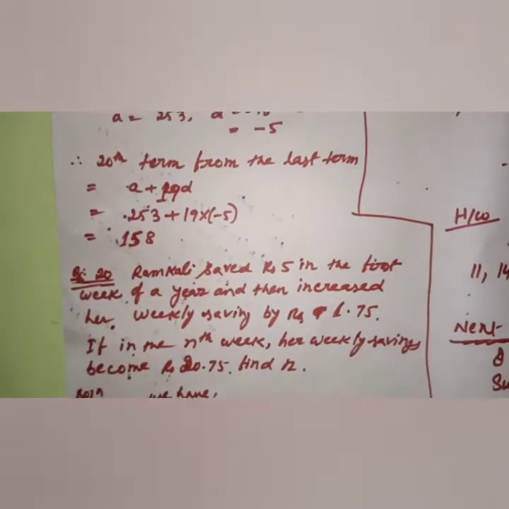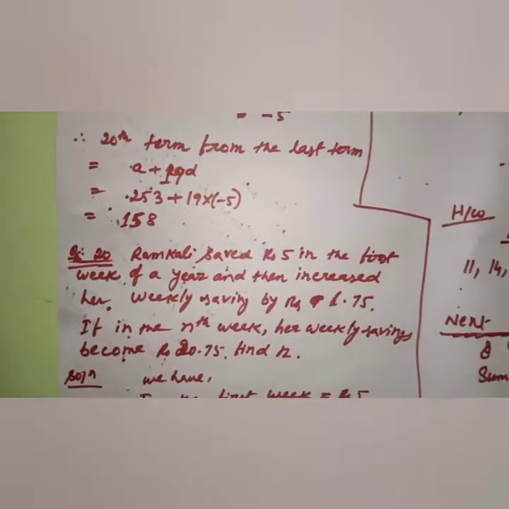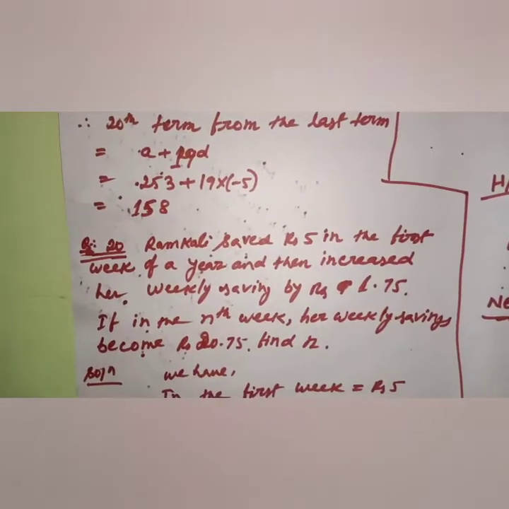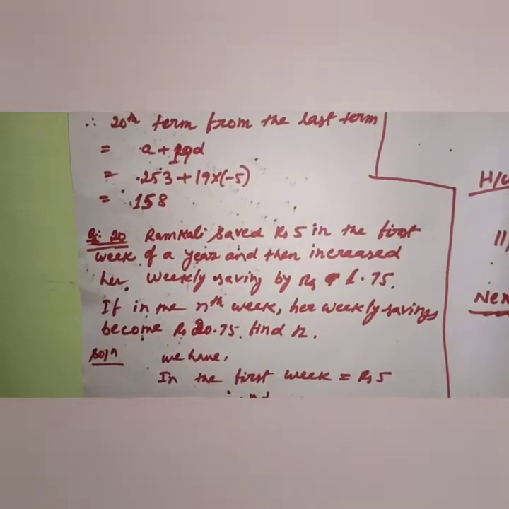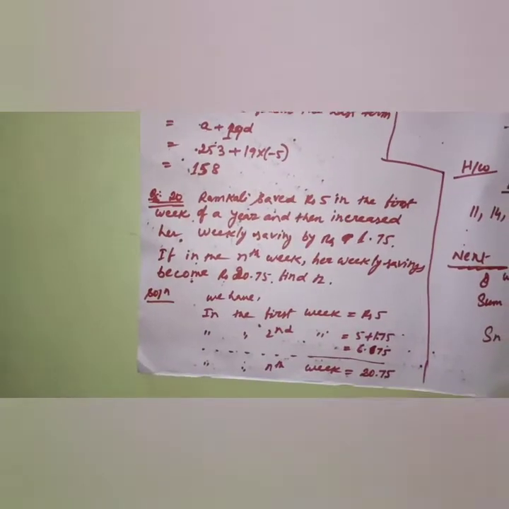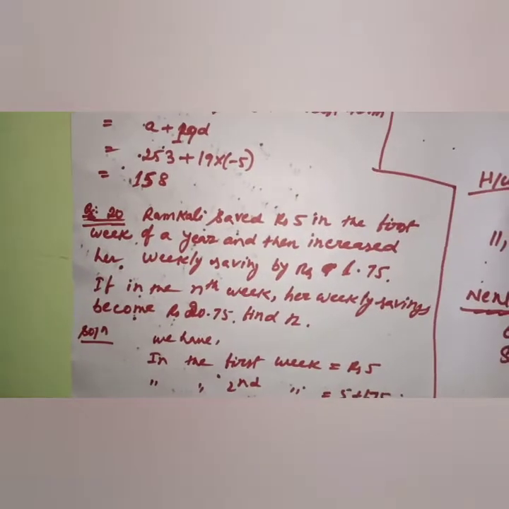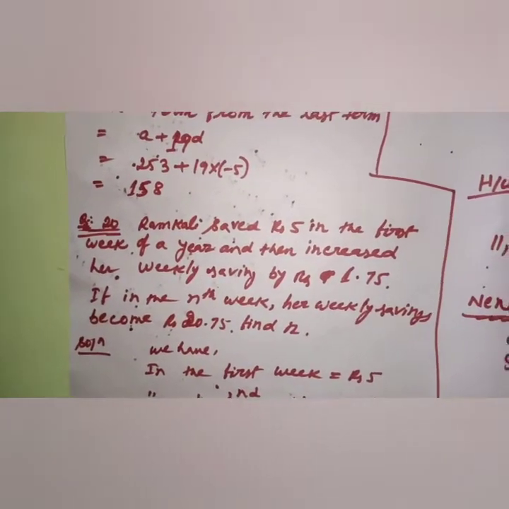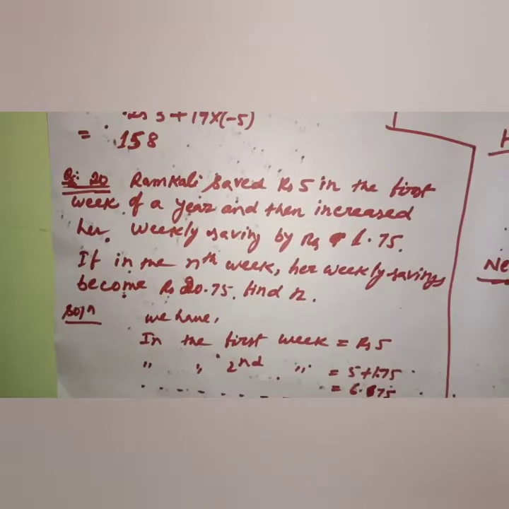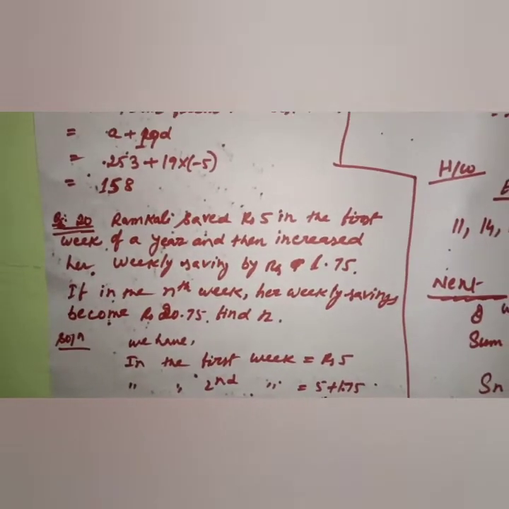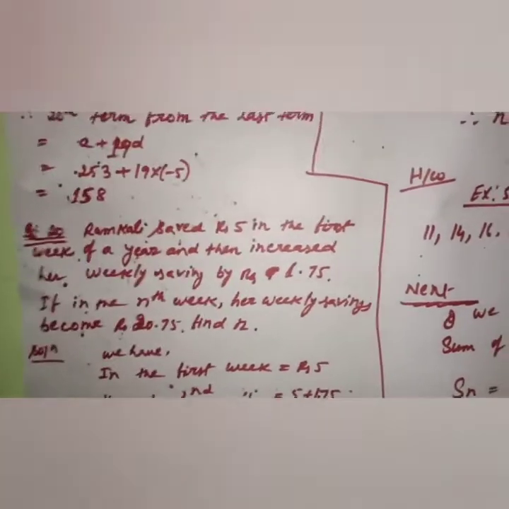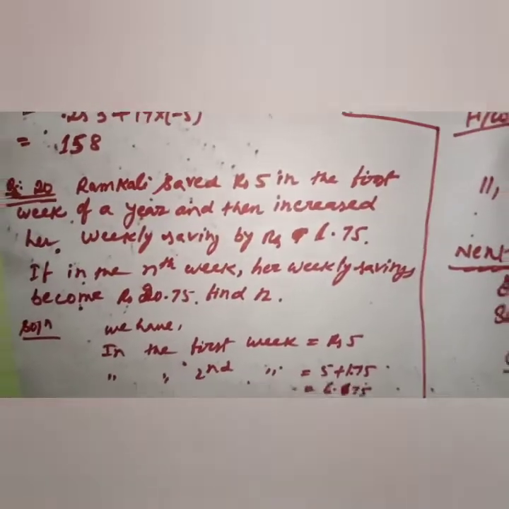Ramkali saved rupees 5 in the first week of a year, then increased her weekly saving by rupees 1.75. If in the nth week her weekly saving becomes rupees 20.75, find n. See, here Ramkali saves rupees 5 in the first week. After that, in the second week, she saves 1.75 more than that, so the second week will be 5 plus 1.75, which is 6.75. Then next week 6.75 plus 1.75. It will go like that.